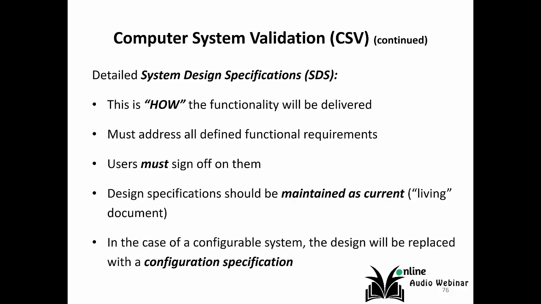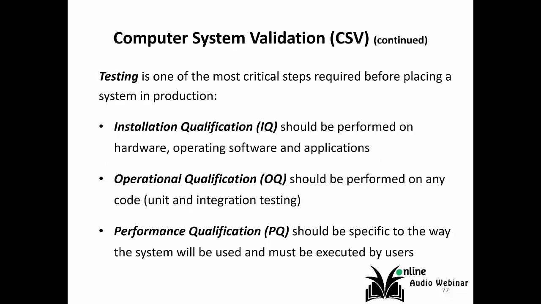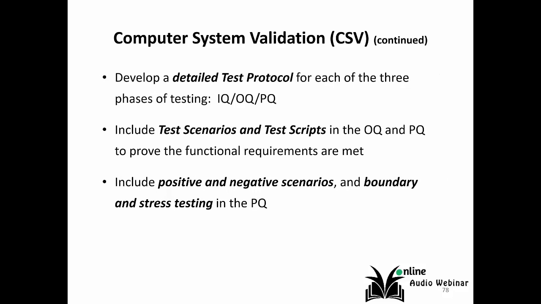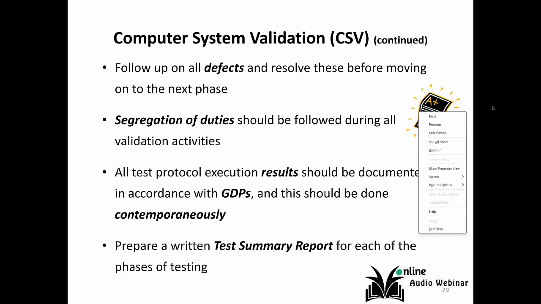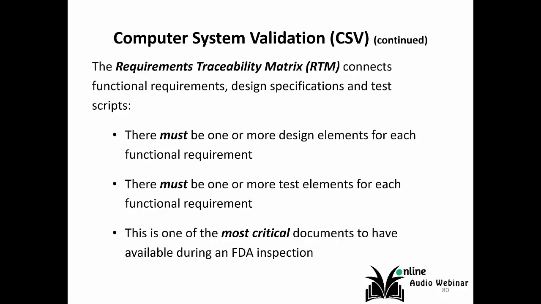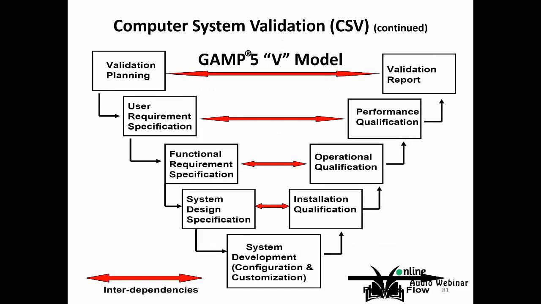Most packages today, testing IQ, OQ, and PQ, as mentioned, have to be performed. Detailed test protocol for each of these. If there are any defects that show up during testing, you have to investigate for the root cause, remediate, and retest. You want a traceability matrix to show that every requirement has one or more test scripts associated with it. The GAMP5 model puts it all together.